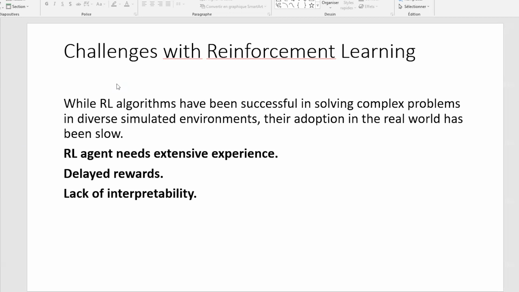While reinforcement learning algorithms have been successful in solving complex problems in diverse simulated environments, their adoption in the real world has been slow. First of all, the reinforcement learning agent needs extensive experience. That means it needs to go through the environment as much as possible and collect as much information as it needs about the environment to be able to maximize its reward.